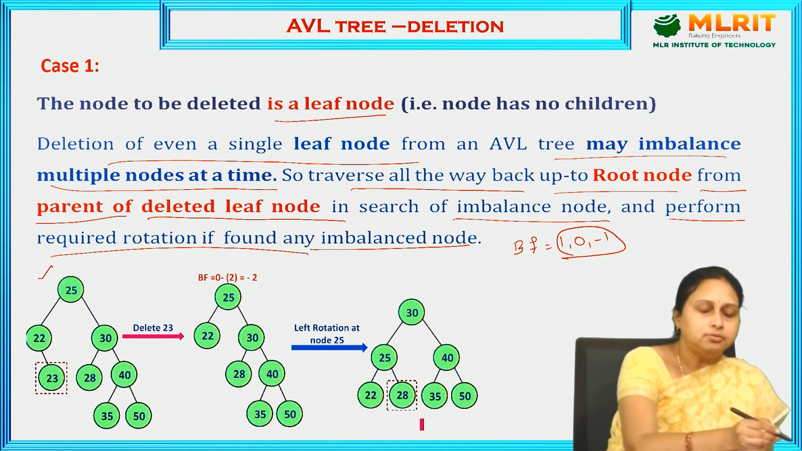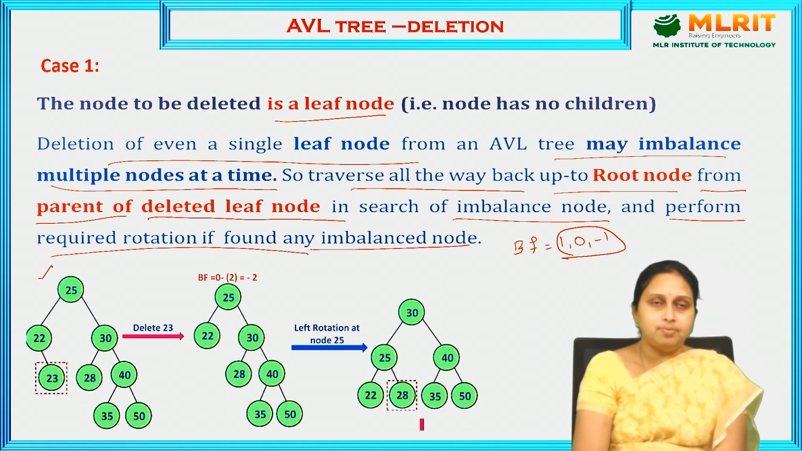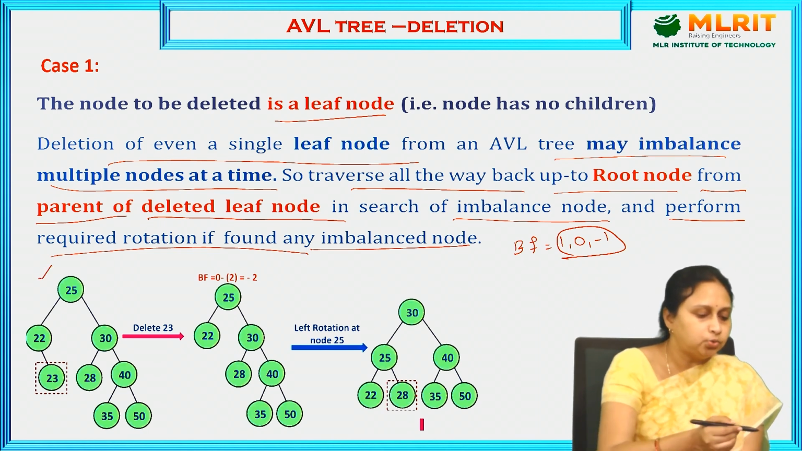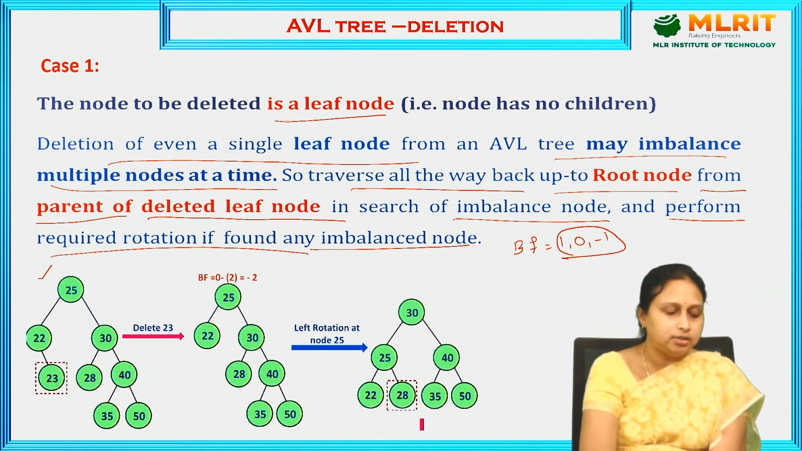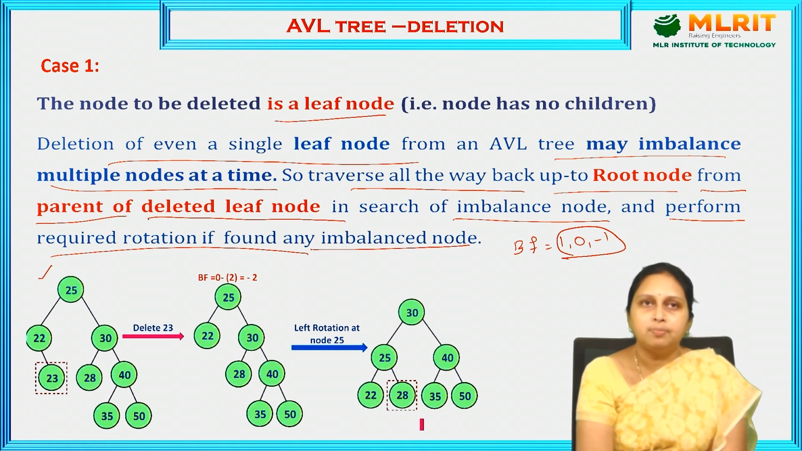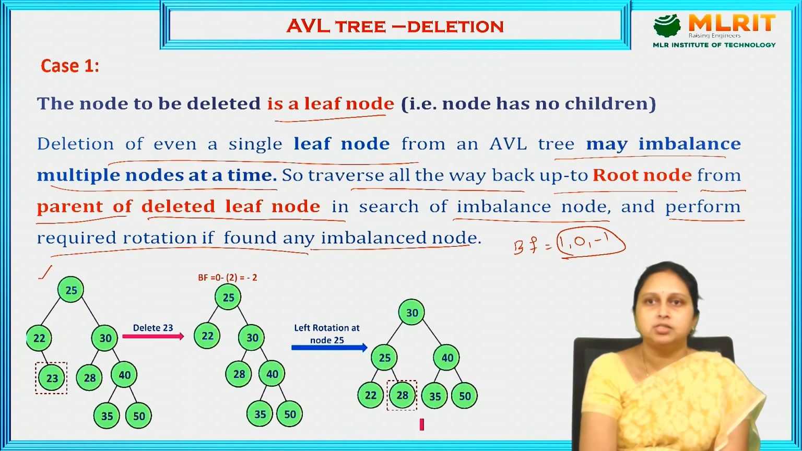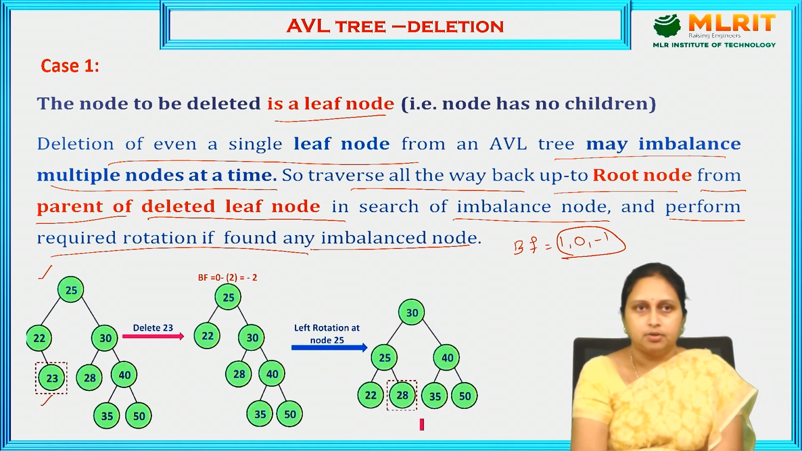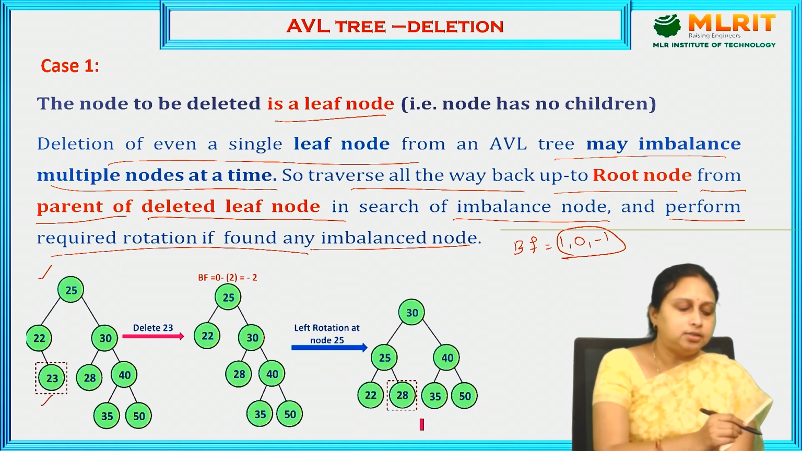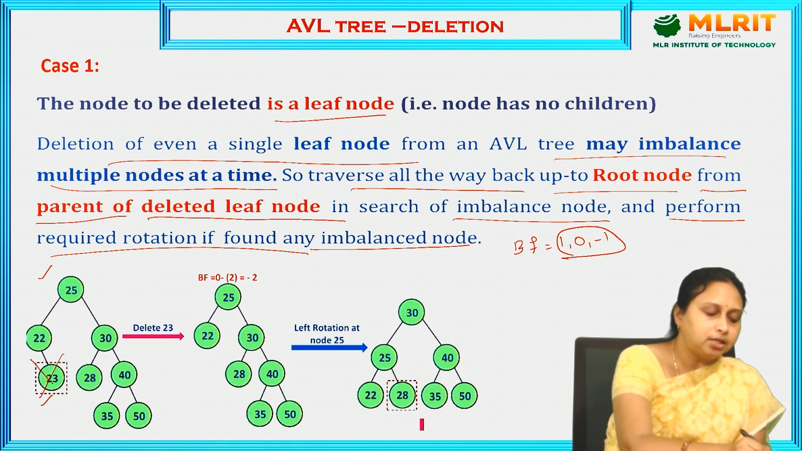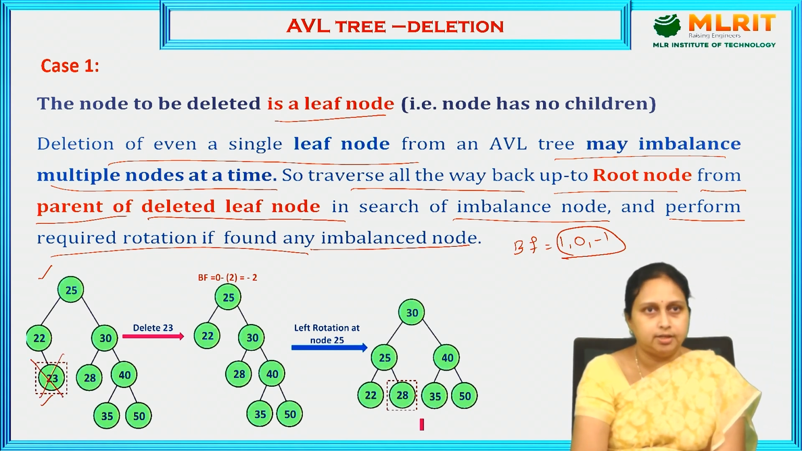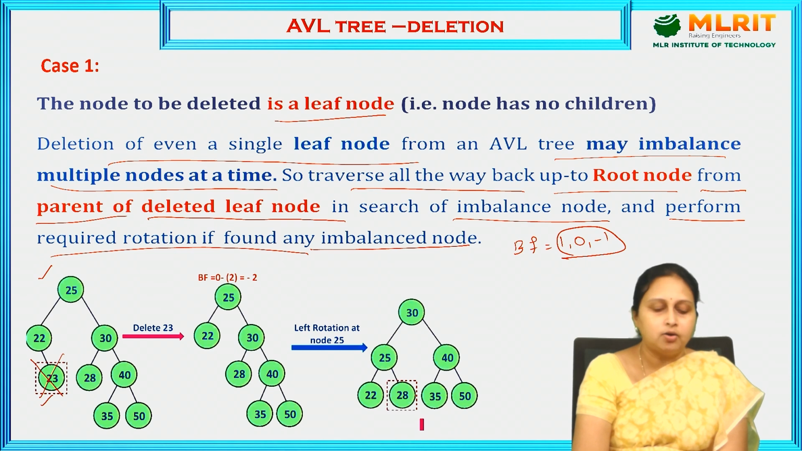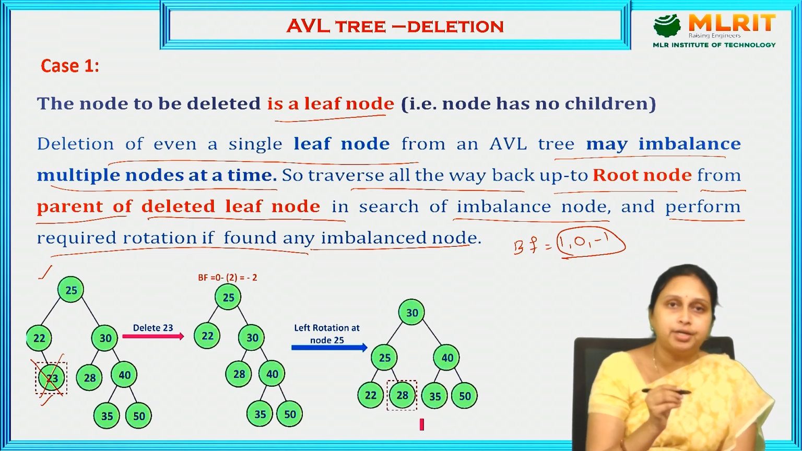This is a tree with all the elements. You can see 25, 22, 30, 23, 28, 40, 35 and 50. Now, I am checking the first case. What is the first case here? I need to delete a leaf node. I can select any of these, but here I want to delete the element 23. After deleting 23, I delete this particular node. The node is deleted. After deleting that, now check the balance factor for each and every node.